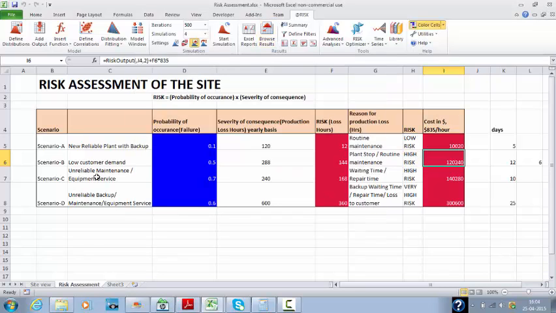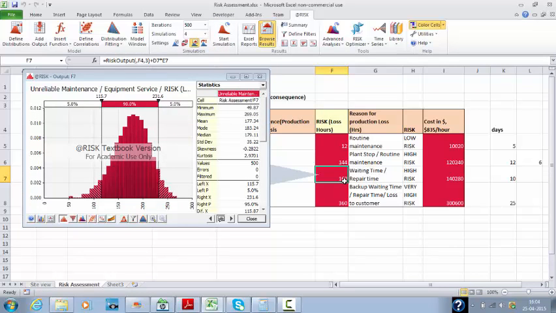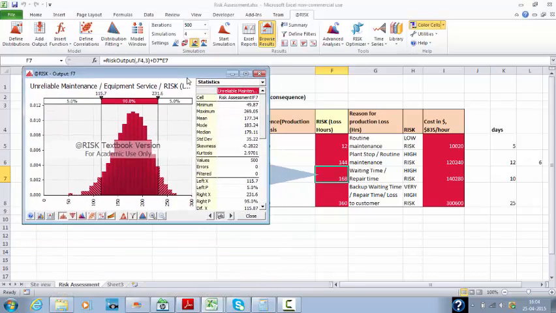Okay. So similarly, for an unreliable maintenance equipment service, let's look at the distribution. The simulation says we could have somewhere around 177 as a mean. That's about a week in a year, about 7 days. You could have a breakdown, and it will take 7 days to fix it if you have a major breakdown, and that matches with the actual experience as well.